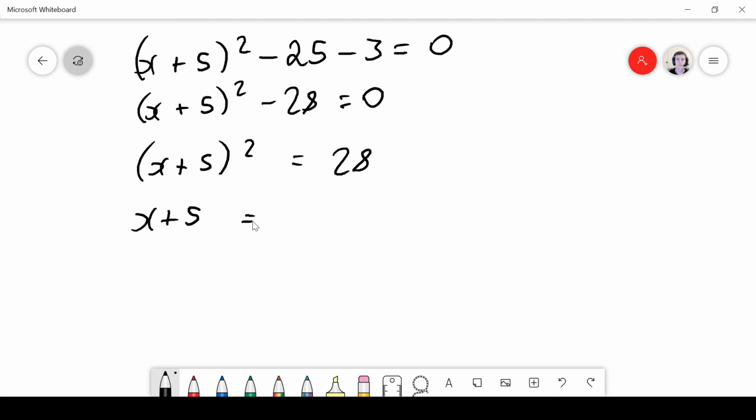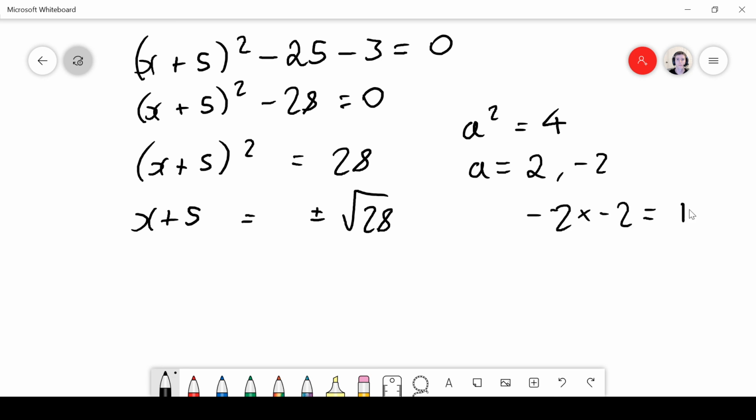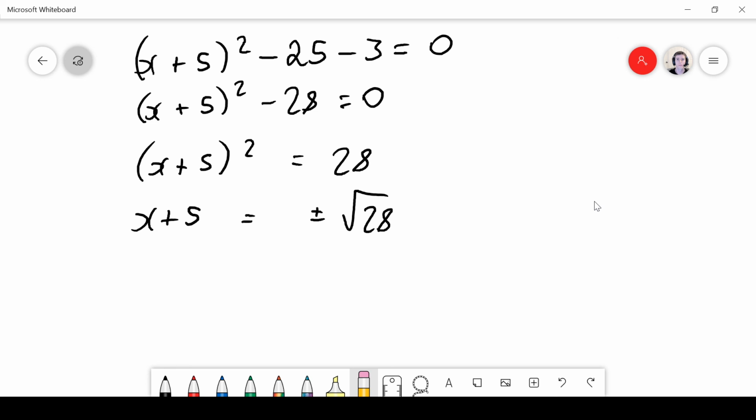So on the left-hand side we have x plus 5, and on the right-hand side that's the same as plus or minus root 28. You have to remember the plus or minus, because say I have a squared is equal to 4. If I square root both sides, you may think a is just equal to 2. But actually, it's also equal to minus 2, because minus 2 multiplied by minus 2 is 4. So when we're square rooting 28, we have to make sure that we do plus or minus root 28.